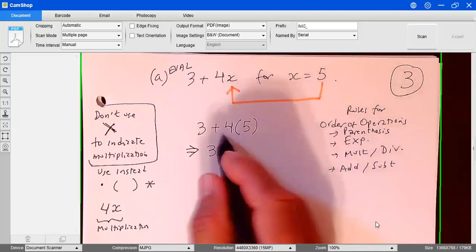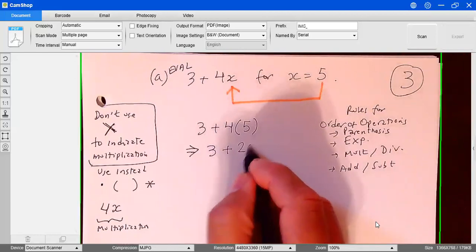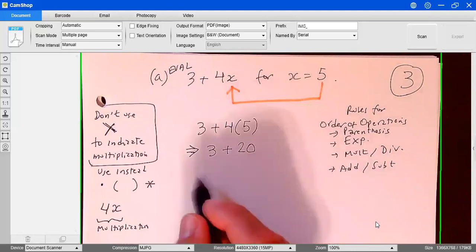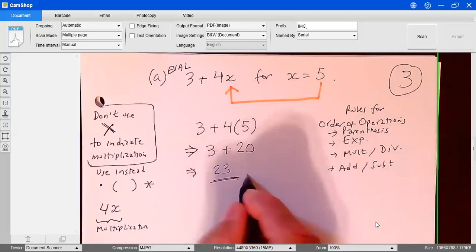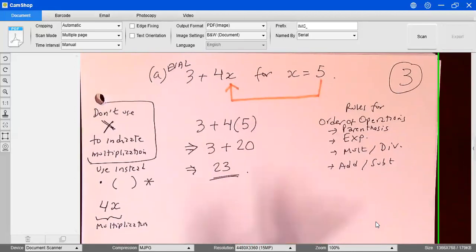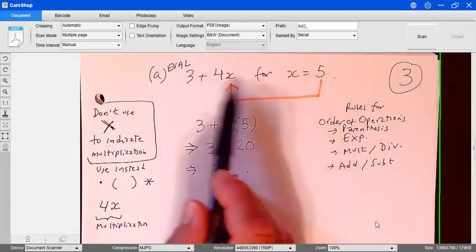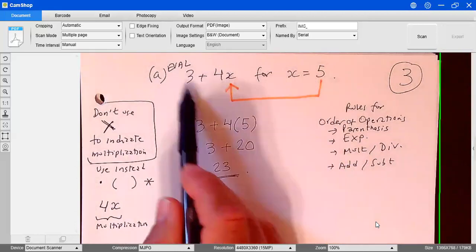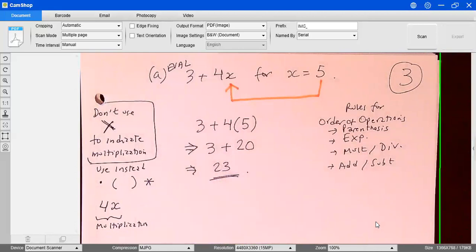So here, you're gonna do first 4 times 5 is gonna be 20. And then you end up just by doing the addition. So you're gonna get 23, and 23 is the answer. So what we are saying is that 3 plus 4x, when you evaluate this algebraic expression for x equals 5, then this algebraic expression is equivalent to 23.